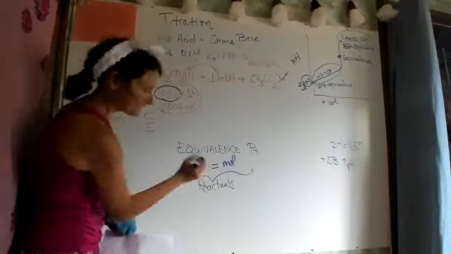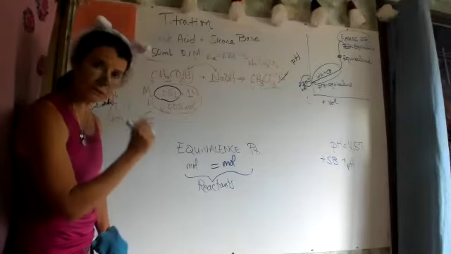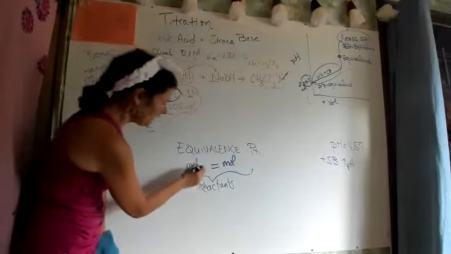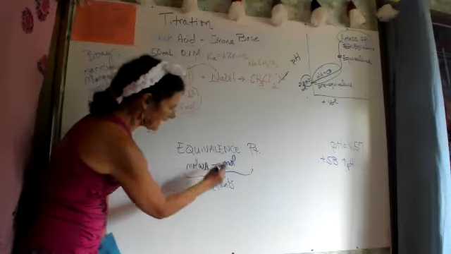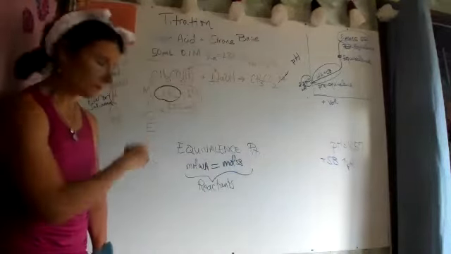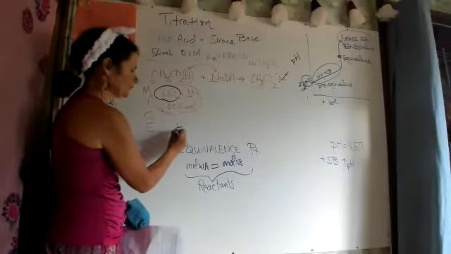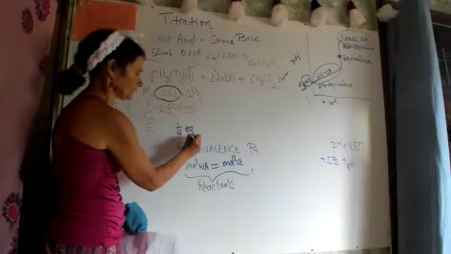In the previous one, it was the moles of your strong acid equal the moles of the strong base. In this one, it is the moles of the weak acid that equal the moles of your strong base. So we're going to do that calculation in a minute. I'm going to back up, though, and we're going to do what's called the half equivalence.